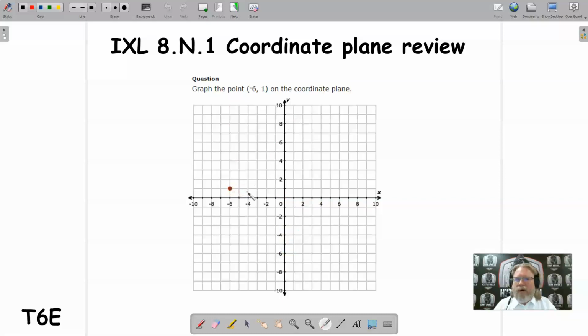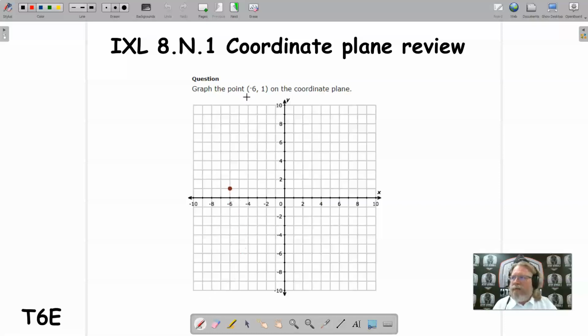So the first one here, whenever I created these slides, the points are already graphed for us. You would have to click into them. It says graph the point negative 6, 1 on the coordinate plane. You'll see that that is already graphed there for you. On IXL, you simply find the point and then you're going to click it. So the question is, how do I find these points? How do I know that that would be the correct location for it? And that's what we'll discuss in this video.